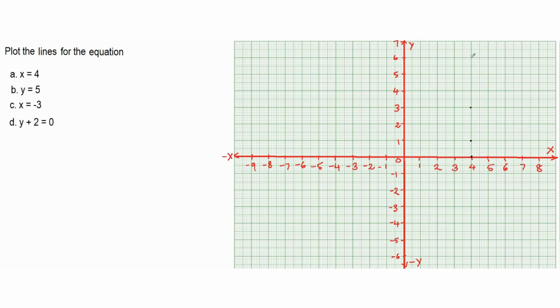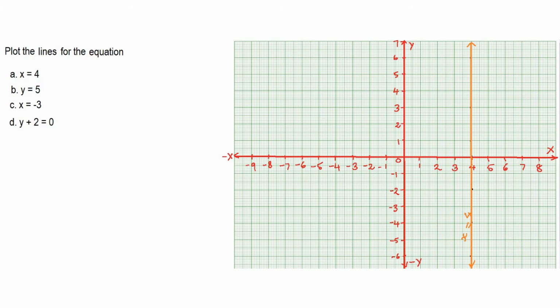If you understand, x is the distance of the point from the y-axis. So all these points that I've marked so far have x coordinate of 4. Of course, the y coordinate changes, but the value of the x coordinate remains constant. And hence I can say that the line that joins all these points, the x coordinate of all these points is 4, and hence the equation of this line is x equals 4.